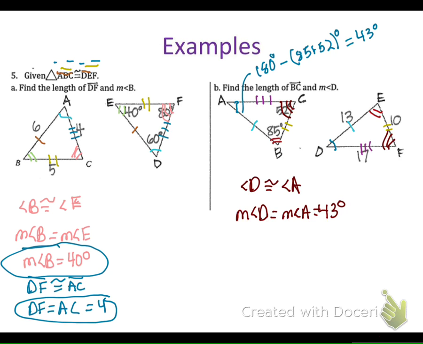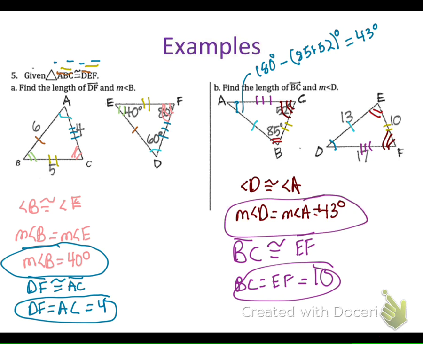Okay, so we are looking for the length of BC. So BC is congruent to which side? So we have BC. It has how many tick marks? 2, and so it's going to be that EF, yes. And so we see the distance of BC equals the distance of EF, and we know the distance of EF is what? 10. So we have our 2 answers right there. So we have 2 more examples to go.